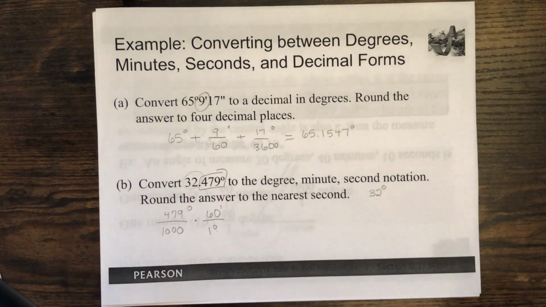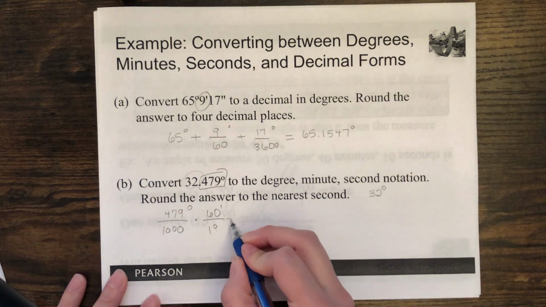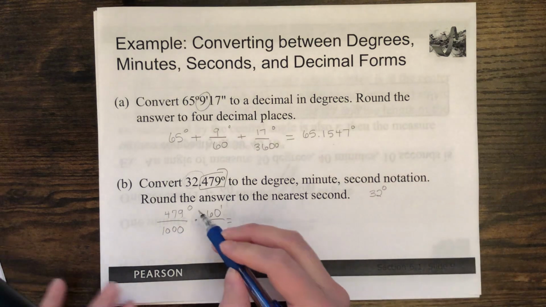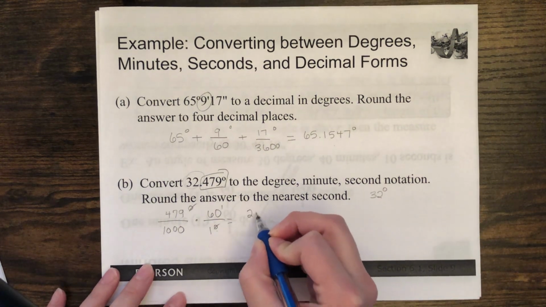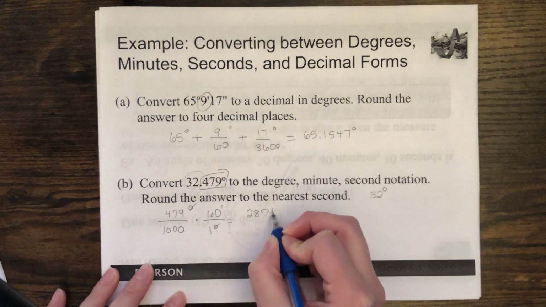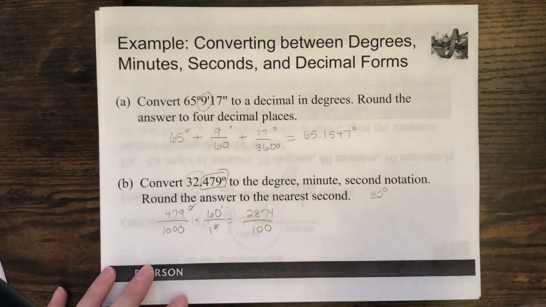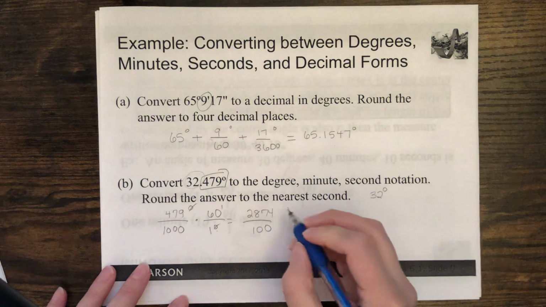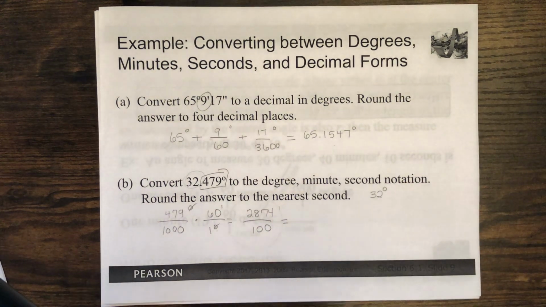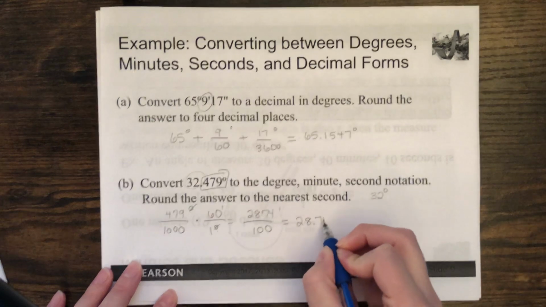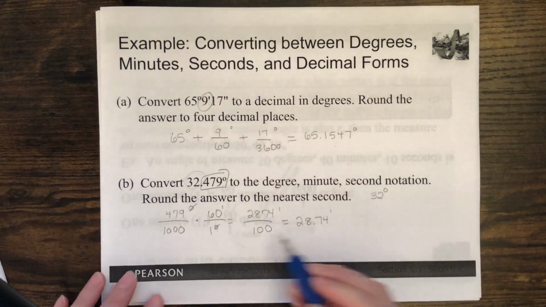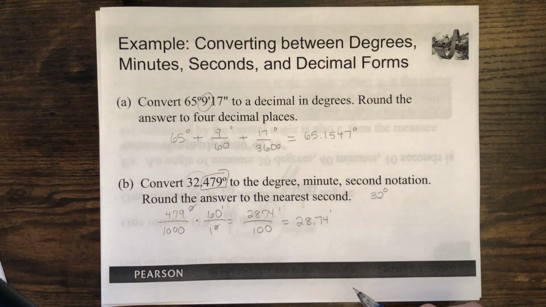Here, I could do that. In which case, if I just multiplied that out, notice the degrees would cancel, I'd be left with minutes, and I'd actually be left with 2,874 over 100 minutes. Okay, so what is that? Well, that's the same thing as 28.74 minutes, right? If I just divide that out, I get 28.74.